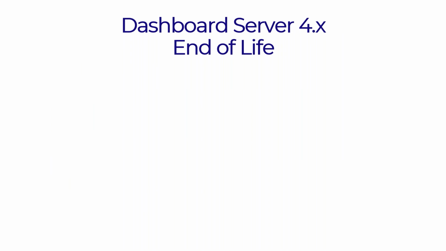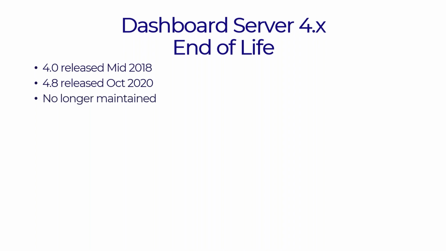I went back as far as 5.0 in my slides at the beginning of this webinar, but Dashboard Server 4.0 was released in mid-2018. In fact, it's the first thing I worked on at SquaredUp before we spun out Cookdown. So quite some time ago, 5-6 years ago. And the last 4.x series release was in October of 2020. So again, multiple years ago. It's already not maintained. We're already not making changes to it.